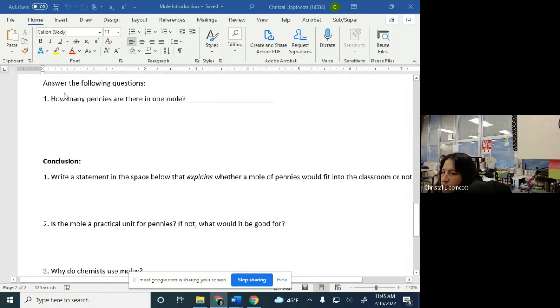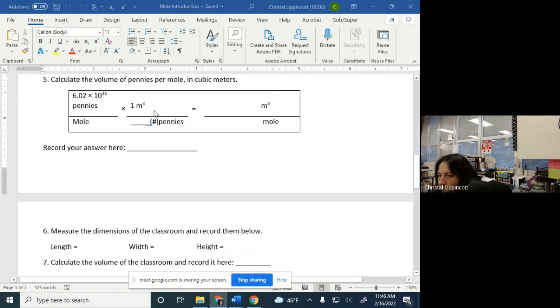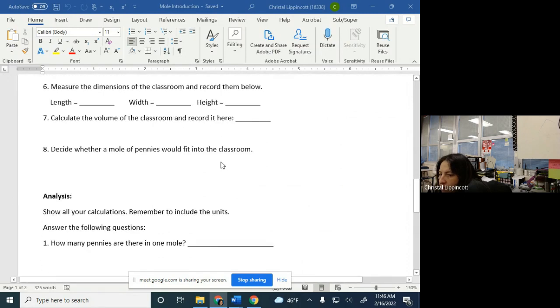Okay? Now, did you find out how many pennies were in 1 mole? Did anybody do any research on that? What a mole equals? Right here's that conversion factor. So this is how many pennies there are in 1 mole. All right?